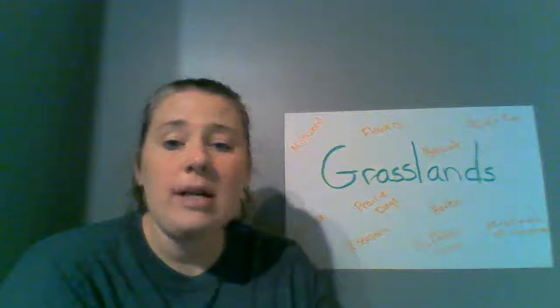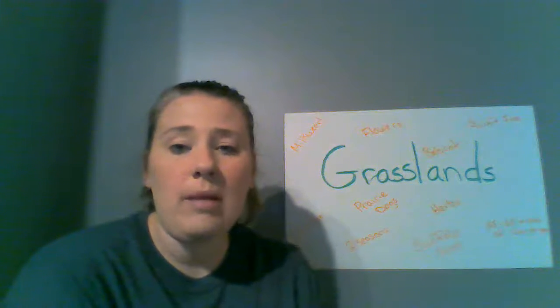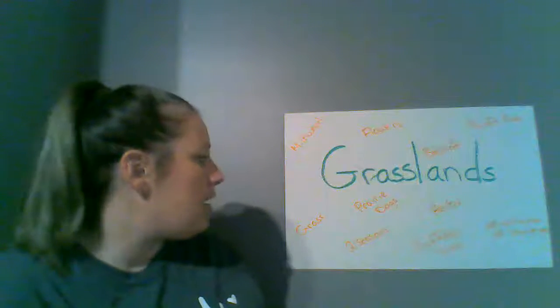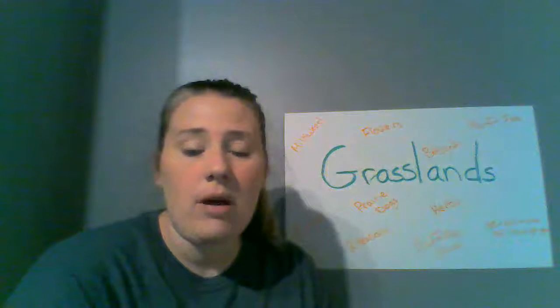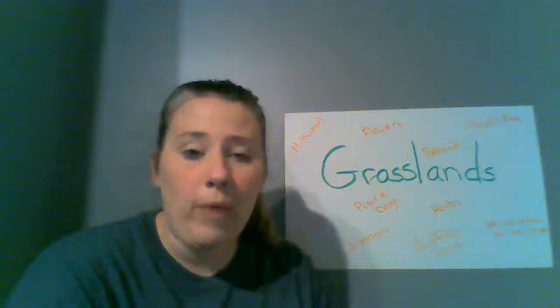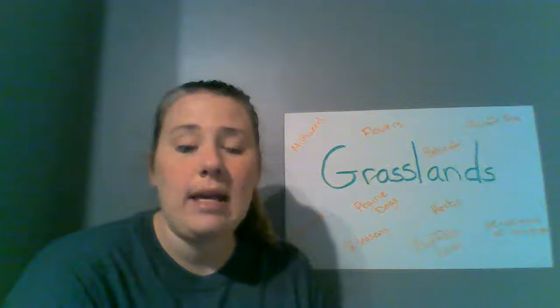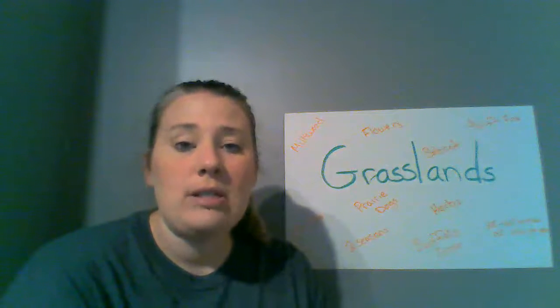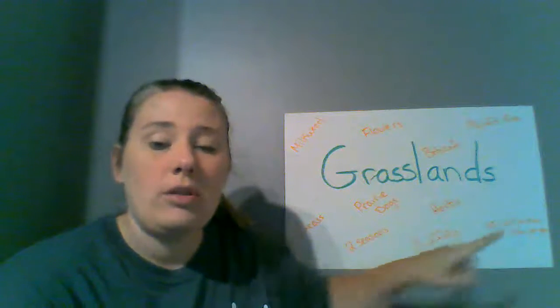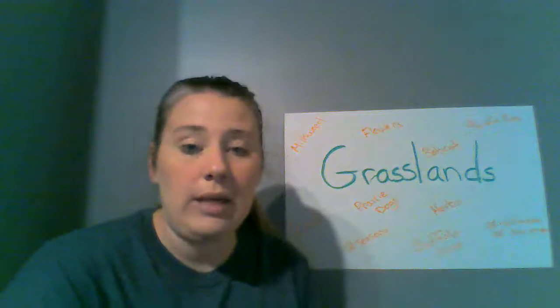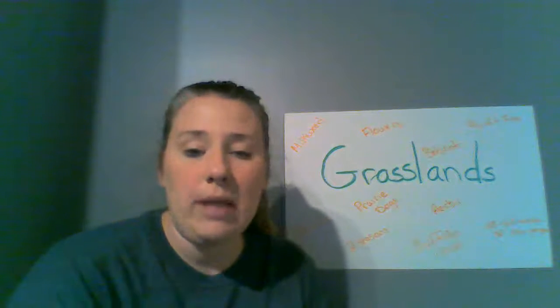The grasslands, they do get quite a bit of rain. So I have on here 25 to 60 inches per year, which is quite a bit. We talked about the tropical rainforest and how it rains 80 plus inches per year. So we're at 25 to 60 here. So that's a good amount of rain, which we need for all those different types of plants to grow.